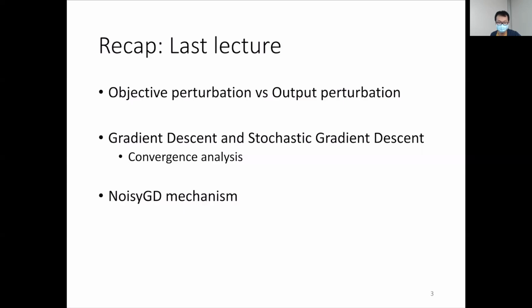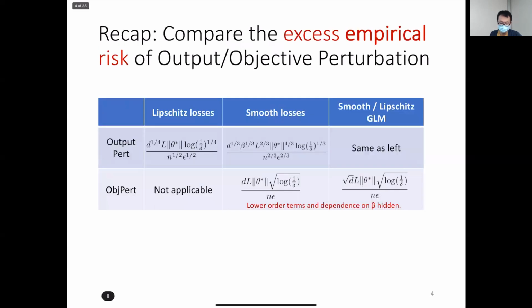We analyzed one version of the convergence analysis of stochastic gradient descent. And then at the end of the last lecture, we proposed the noisy gradient descent mechanism, where we synthetically add noise to the gradients themselves iteratively and compose over the many iterations. It is one instance of stochastic gradient descent, therefore the convergence analysis would apply. And the privacy analysis is also somewhat simple because it's a composition of Gaussian mechanisms. So let's go over some of these items.